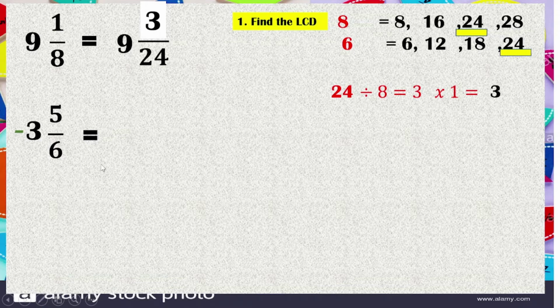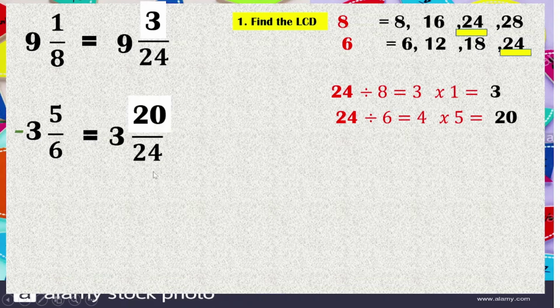Next naman, dito naman tayo sa baba. 3 and 5 over 6. Kopyahin si 3. Ayan. Ito minus po to ha, hindi siya negative. Nilipat ko na dito si 3. So, meron tayong 24 na denominator. So, again, solve natin. 24 divided by 6 is 4 times 5 is 20. So, meron na tayong new mixed fraction which is 3 and 20 over 24.